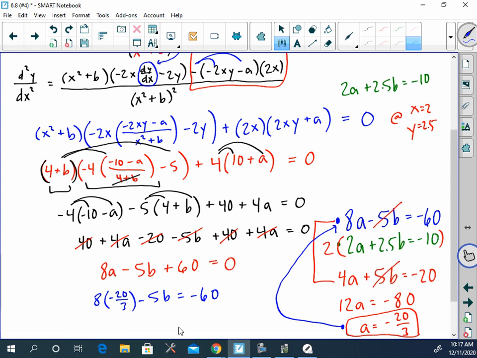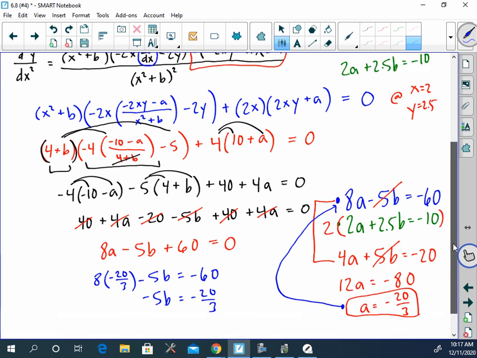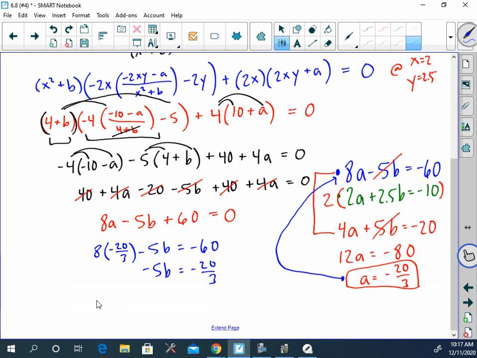And you can use your calculator. Negative 20/3 times... I'm getting an answer for b of 4/3 when it's all said and done there. Not positive it's all right, but if it's wrong, we're not redoing the problem, okay?